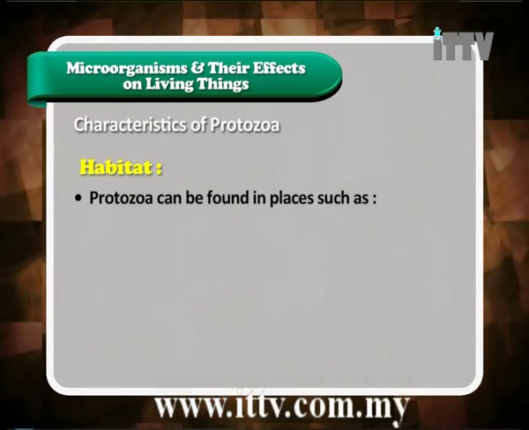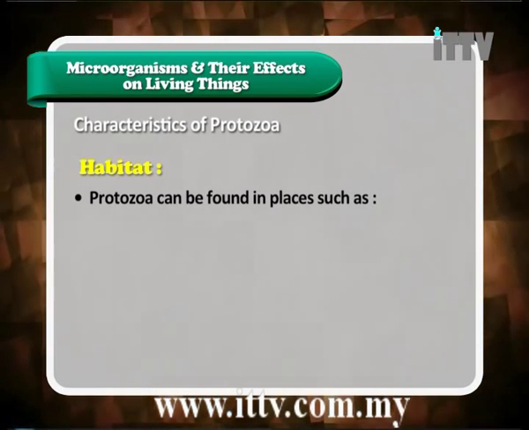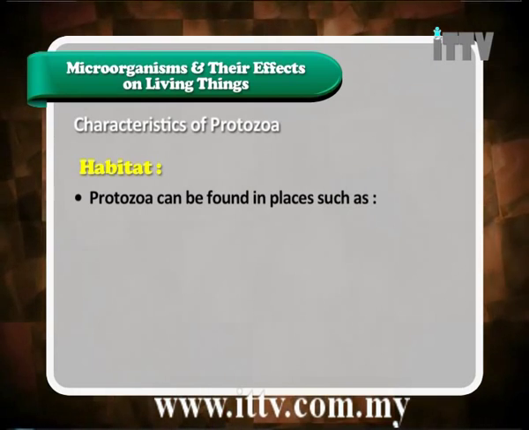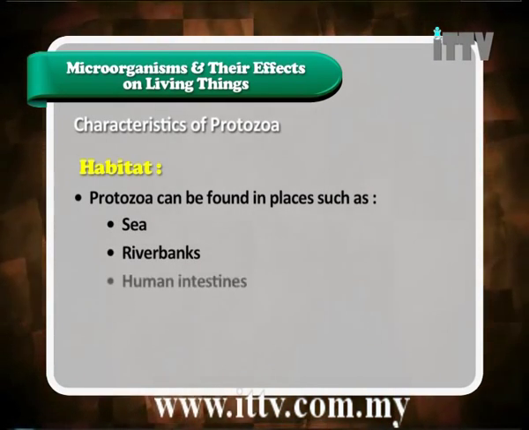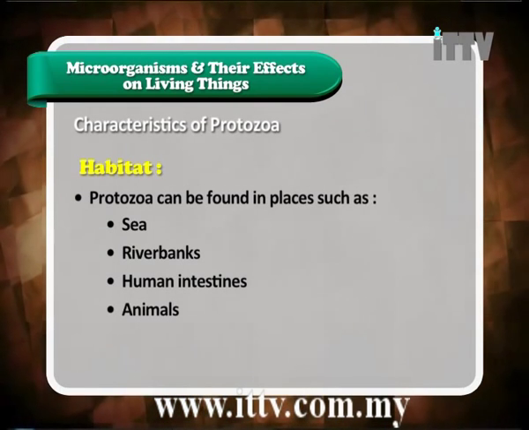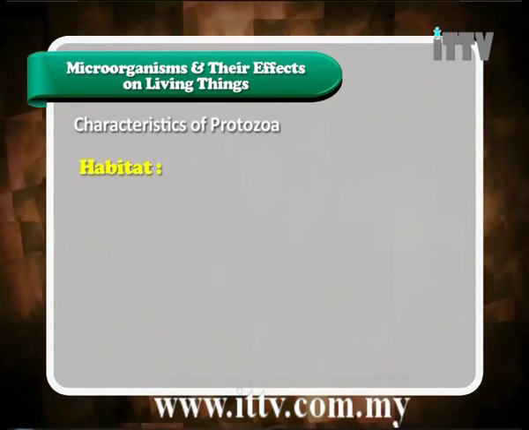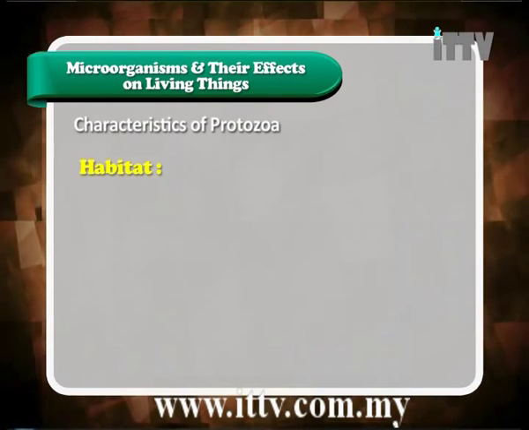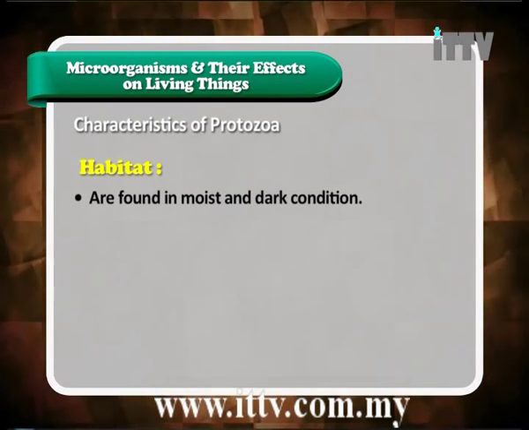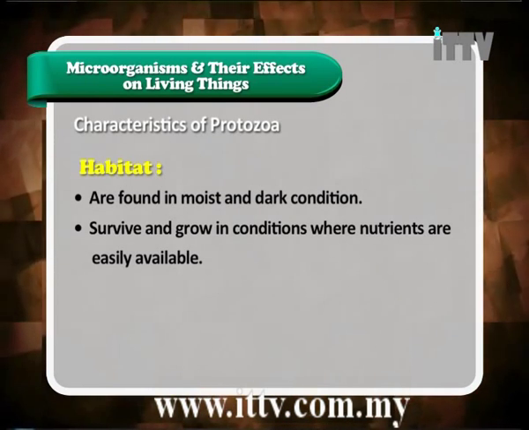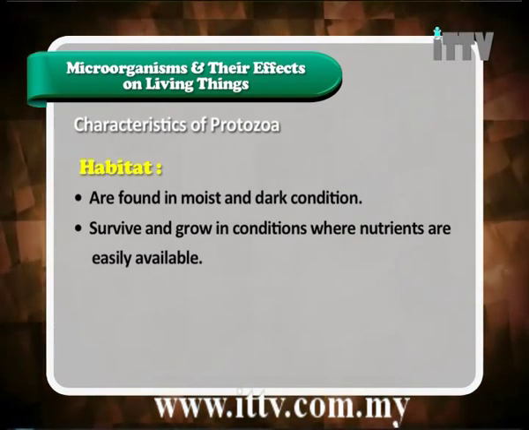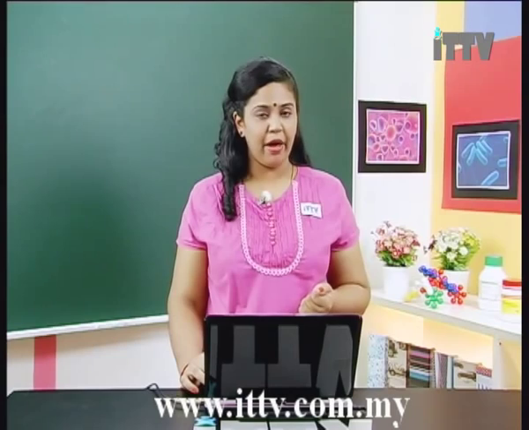Protozoa exist in places where most other microorganisms can be found. Protozoa can be found in places such as the sea, river banks, human intestine, animals and aquatic plants. Like most microorganisms, protozoa are found in moist and dark conditions. They survive and grow in conditions where nutrients are easily available too. So here, the habitat of protozoa, they are actually practically everywhere.